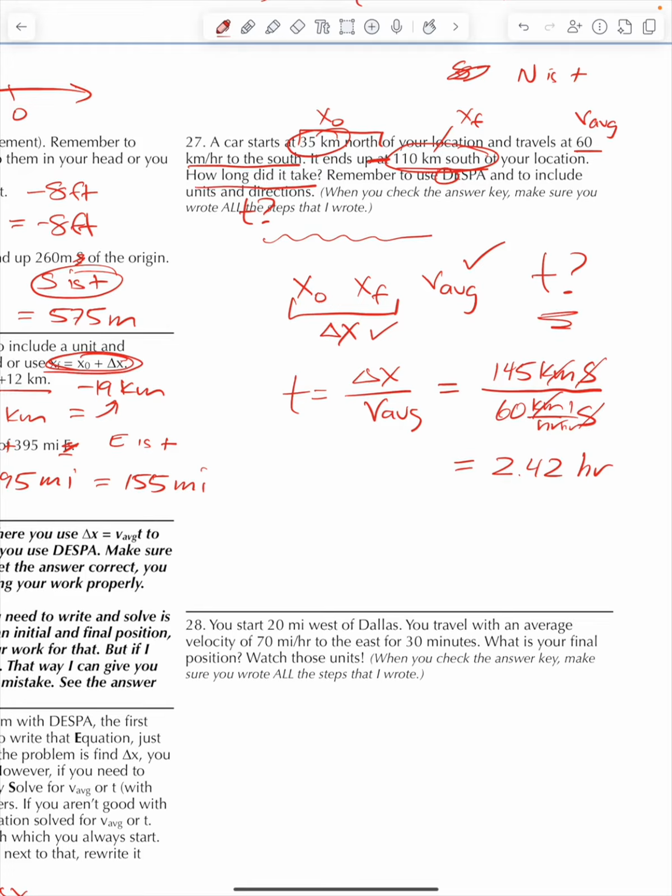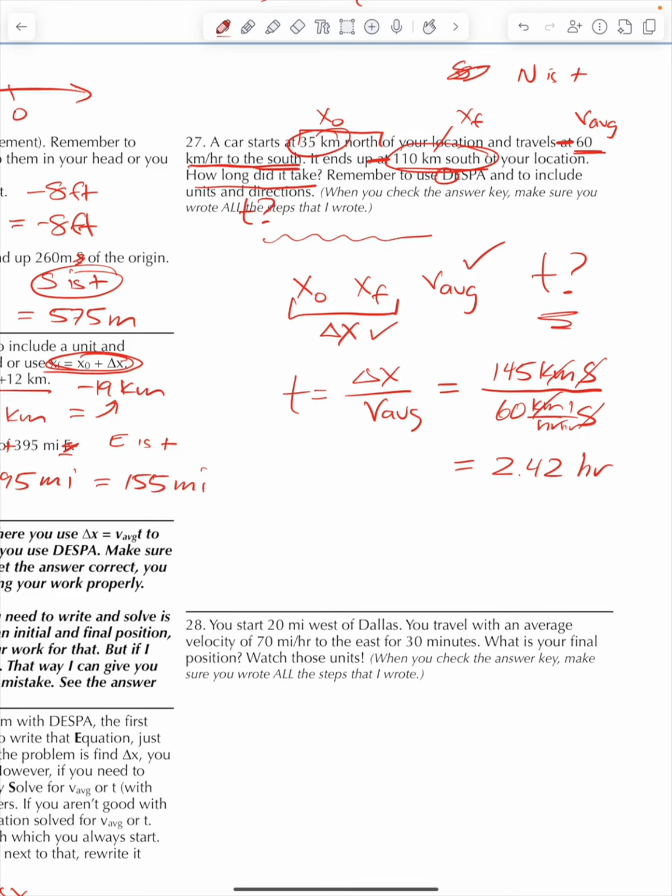But here's where you need to be careful. Notice the velocity was to the south. So what is the velocity now that I'm declaring north as positive? That would need to be negative. Okay, actually, I won't resolve the problem.